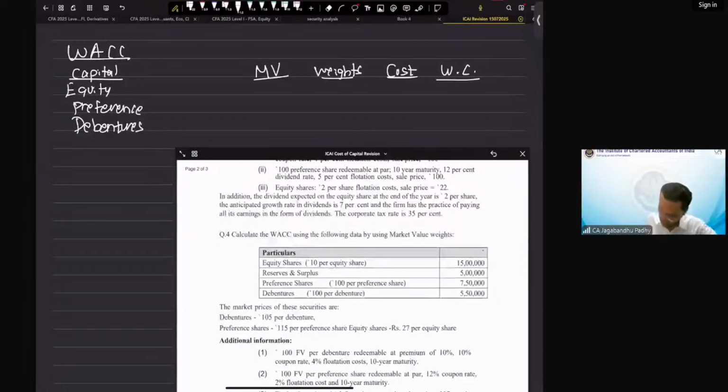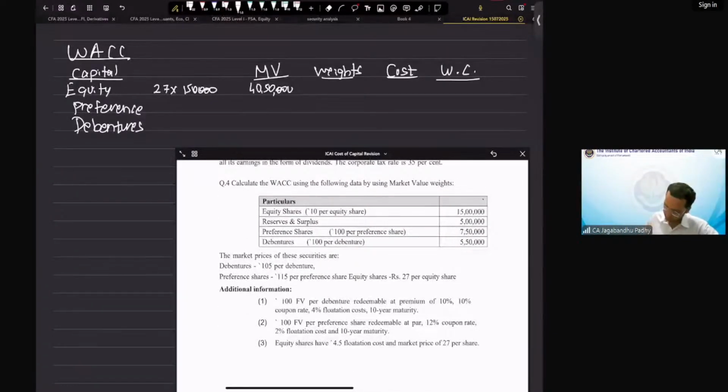So 27 into 1,50,000. So market value is 40,50,000. Preference shares are having a market price of, current market price of preference is 115, right? So 115 into 7,500, which is 8,62,500.